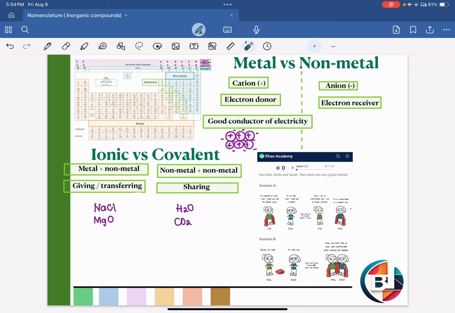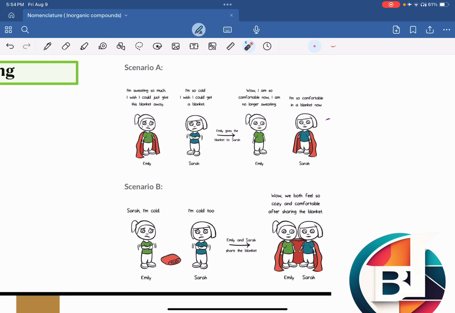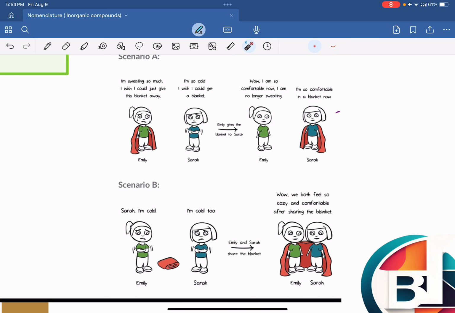To illustrate these concepts with an analogy, let's take a look at scenario A. Emily, representing metal, has a blanket she doesn't need, so she gives it to Sarah, who needs it. They show how metals donate electrons, represented by giving away the blanket, and nonmetals receive them. This is an example of ionic.